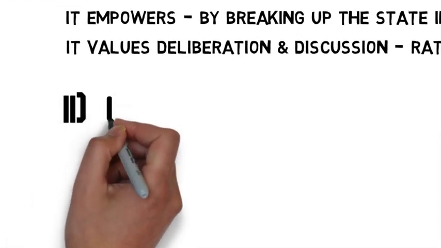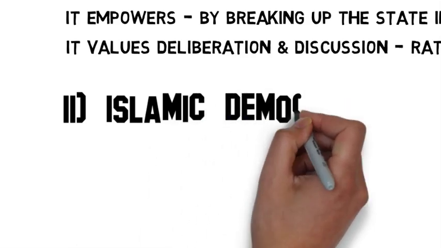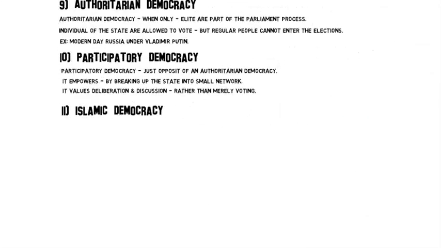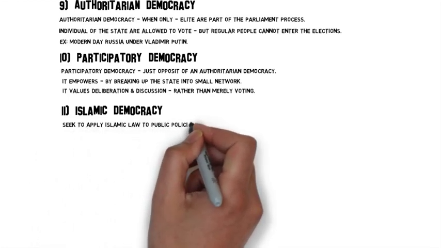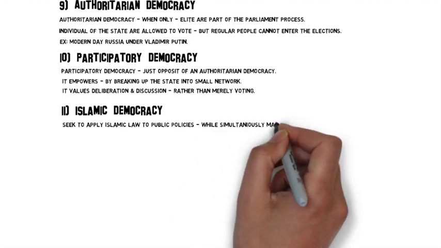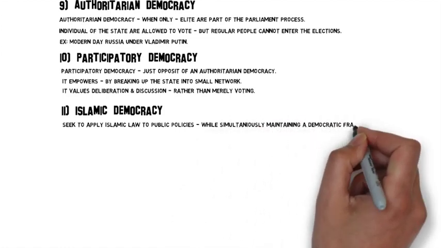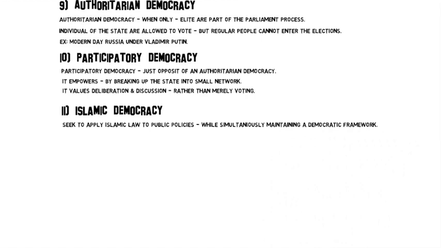And the last very important form of a democracy today we have is Islamic democracy. Well, this form of a democracy seeks to apply Islamic law to public policies while simultaneously maintaining the democratic framework. So what this form of a democracy does is that it seeks to apply Islamic law to public policy. And now when we talk about Islamic law, they're basically talking about Shariat law, okay? And they also want to maintain the democratic framework of their state.